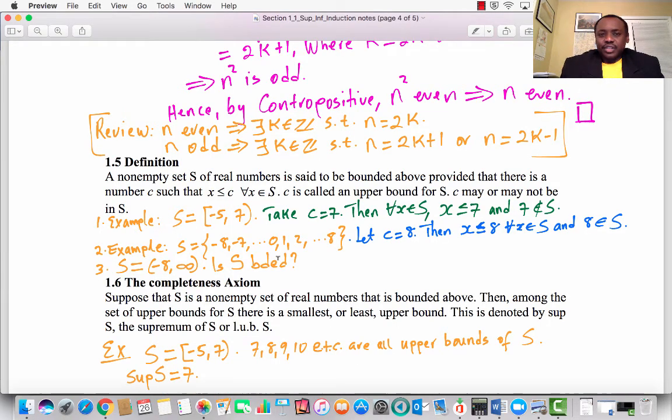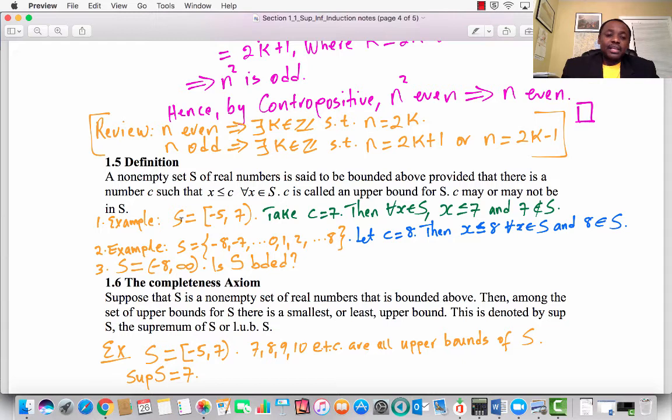1.5 Definition. A non-empty set S of real numbers is said to be bounded above, provided there is a number C such that x is less than or equal to C for every x in S. And we call C an upper bound for S. C may or may not be in S.